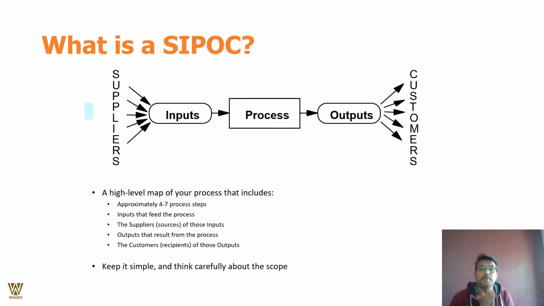So what is SIPOC? Before I wind up this video, SIPOC is nothing complicated. IPO, everybody understands: input, process, and output. S is for suppliers and C is for customers. So: suppliers, input, process, output, customer. Remember, it is a high level map of your process that includes approximately 4 to 7 process steps. Inputs feed the process, the supplier is the source of those inputs, output is the result of the process, and customer is the recipient of the output, as the case might be. Everywhere you need to track those changes if a problem arises.